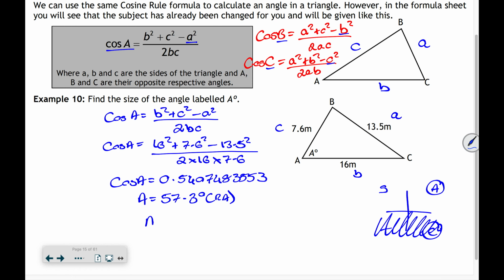So I can say that angle A is going to be 57.3 degrees. Okay?